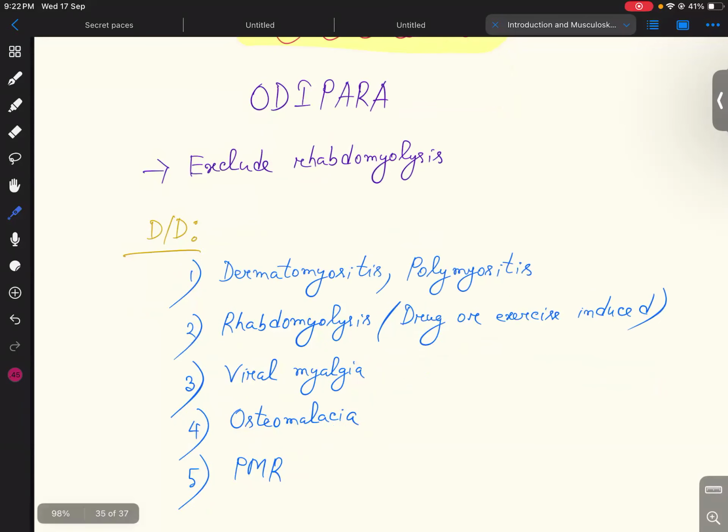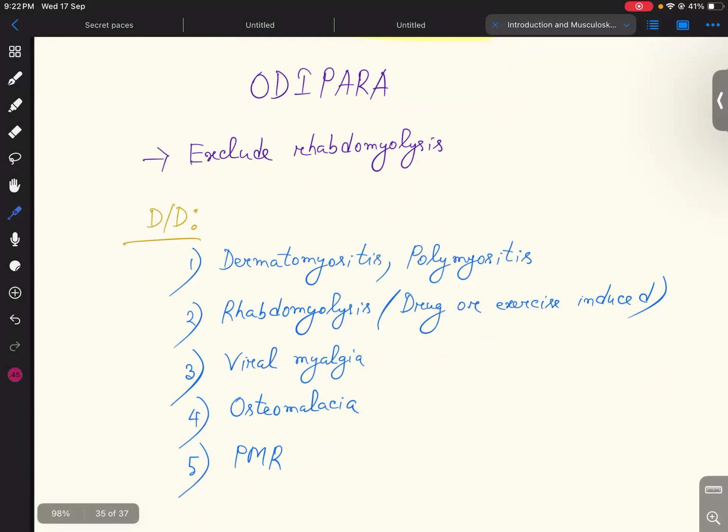So the important cases that came in the PACES exam are dermatomyositis or polymyositis with diffuse body pain, then rhabdomyolysis with a history of drugs like a statin or illicit drug or exercise-induced, like the patient takes part in a marathon, and viral myalgia, like the patient has any recent flu-like symptom, osteomalacia with a history of loose motion, Crohn's disease, a history of colostomy, and also it came with a prompt of polymyalgia rheumatica. And in all cases of diffuse body pain, exclude rhabdomyolysis.